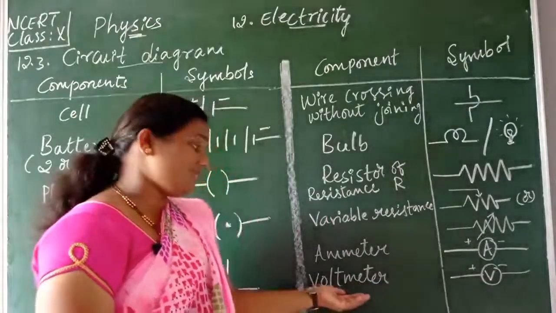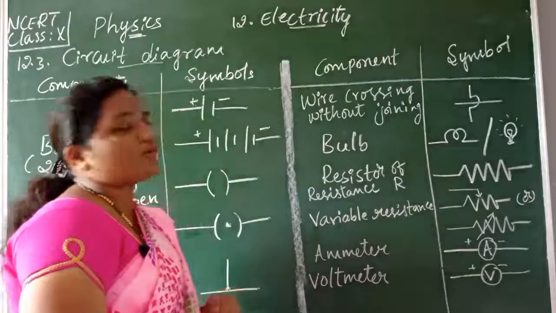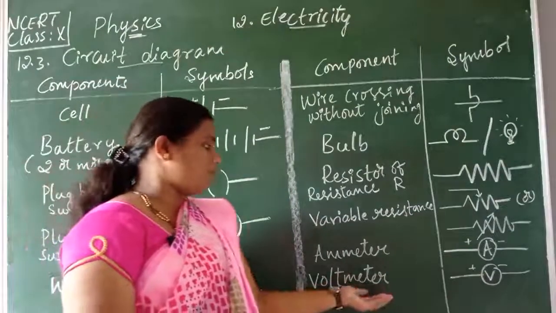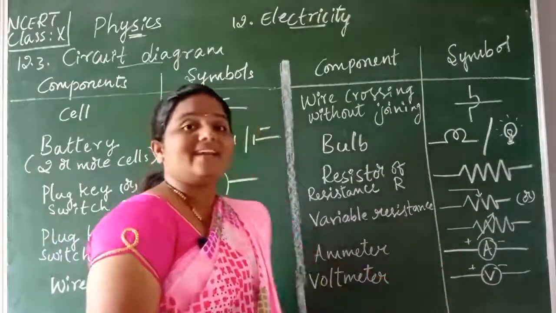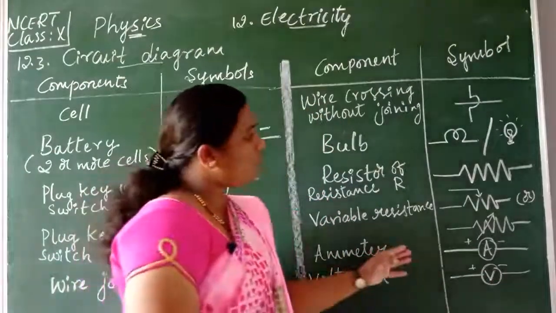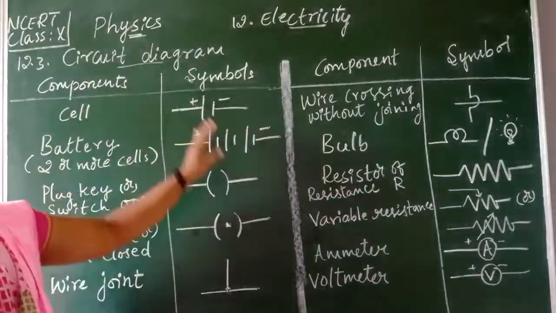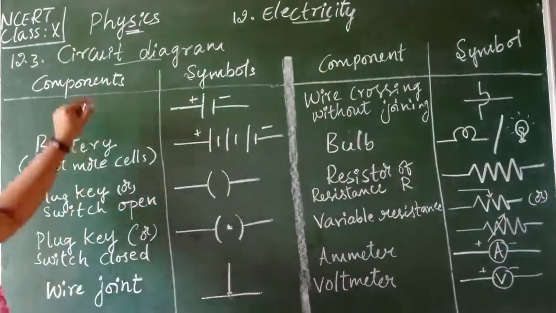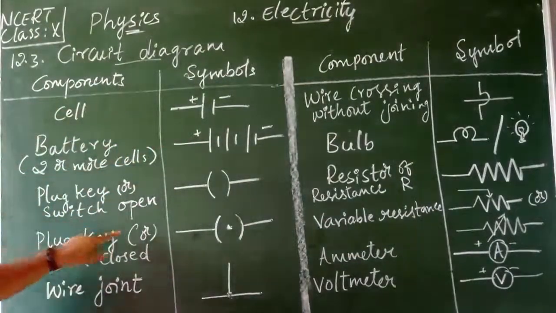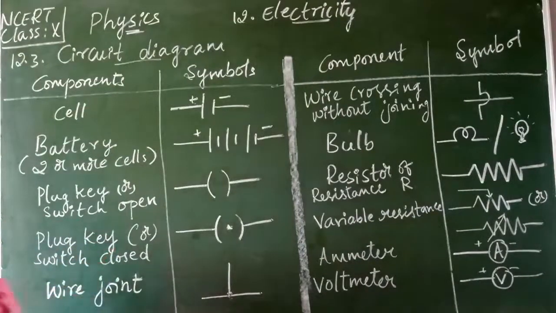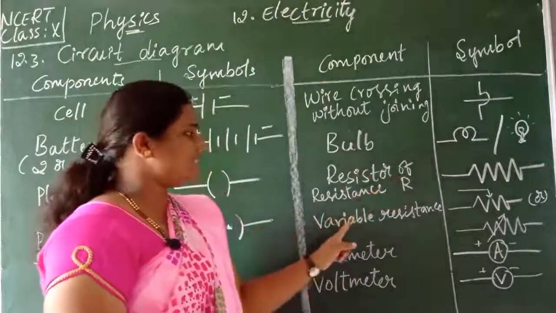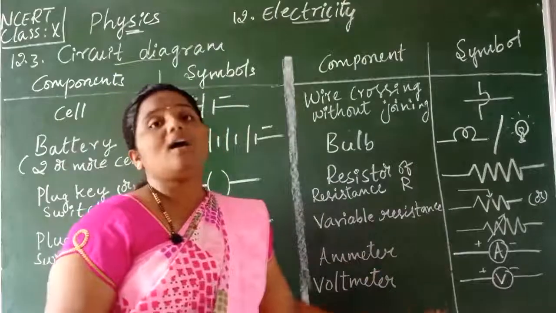Next, the last one is voltmeter. Do you remember, children, where a voltmeter will be used? Yes, in order to measure the potential difference across the circuit between two points, a voltmeter will be used. And here is a circle enclosed with the letter V. These are the varieties of components and their symbols, children. Revise all of them, children: cell, battery, plug key or switch open, switch close or plug key, wire joint, wire crossing without joining, bulb, resistor of resistance, variable resistance, ammeter, voltmeter.